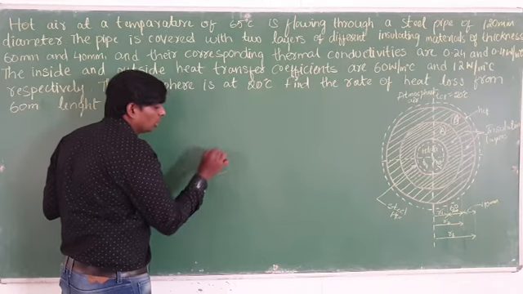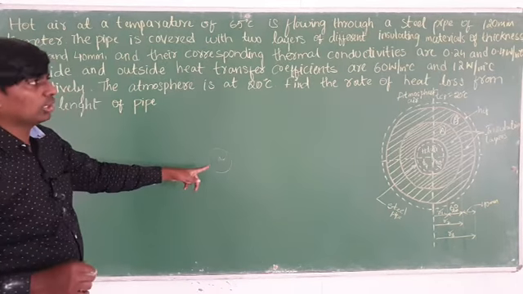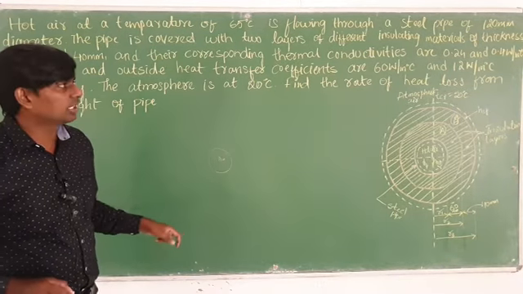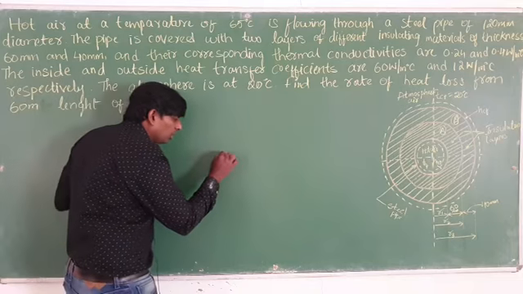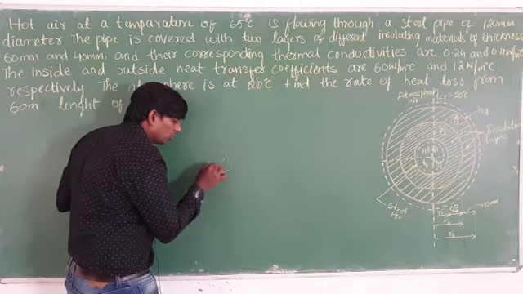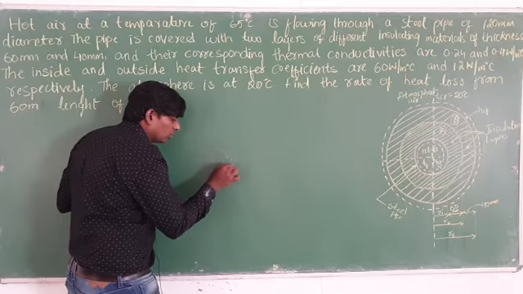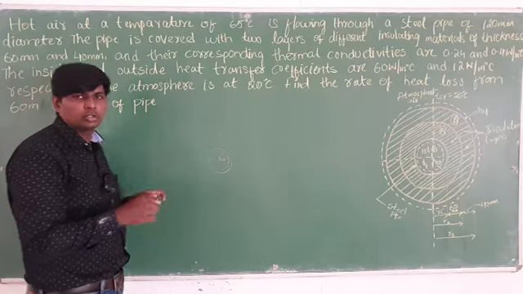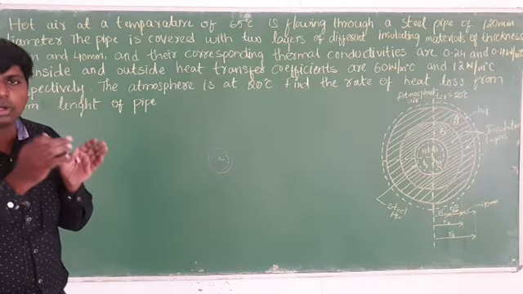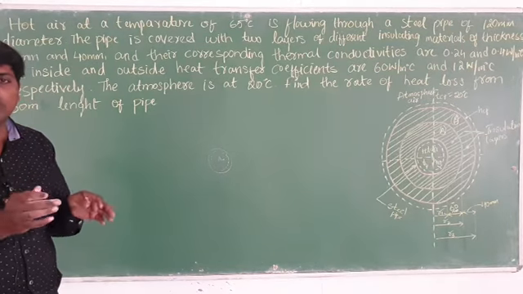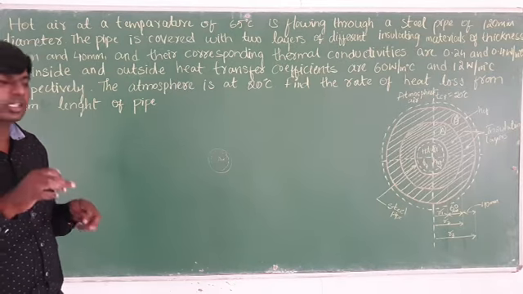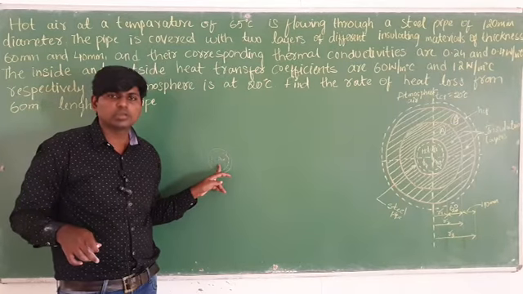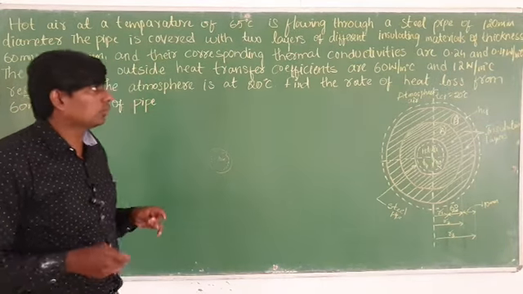Inside what is there? Hot air is there. Which pipe is it? A steel pipe is given. Inside, hot air is given. So if hot air is there, you have to indicate it like this. This one is the hot air and this one is known as the steel pipe. In the steel pipe, normal air is not to be considered, but if hot air is there, you have to consider it. This one is known as convection and this one is known as conduction. You have to remember that.